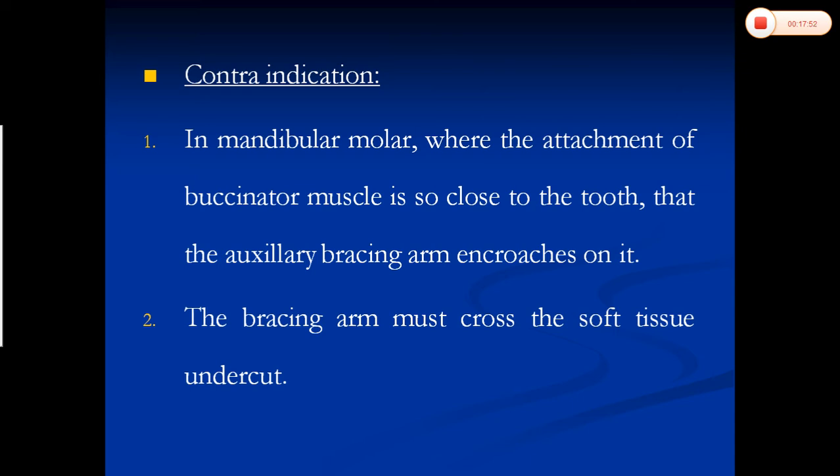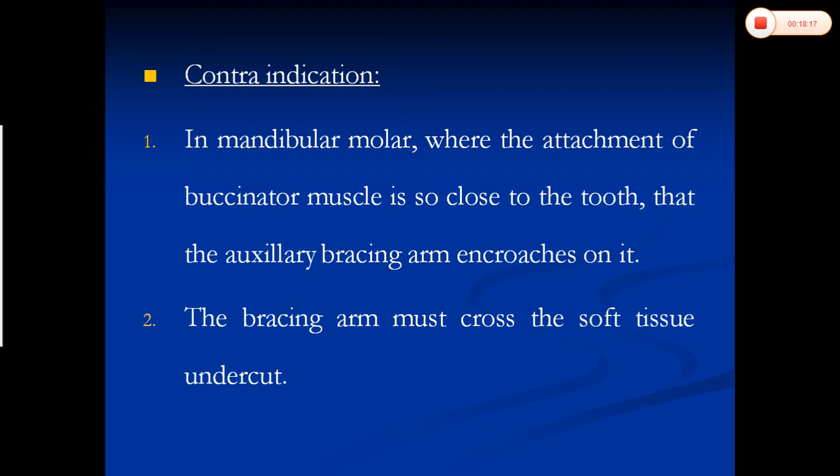Main contraindication is in a mandibular molar where the attachment of the buccinator muscle is so close to the tooth, the auxiliary bracing arm encroaches on it. So when there is insufficient sulcus depth next to the mandibular molar, we cannot provide a bracing arm in that region. Bracing arm must cross the soft tissue undercut.